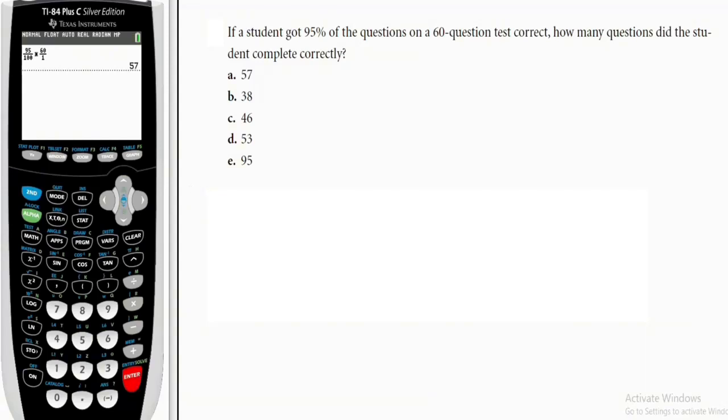57. Alright, so the correct option to this question is what? 57, option A. So it's as simple as this, guys. This is basically how you can solve questions like this involving percentage. Hope you learned something interesting from this video.